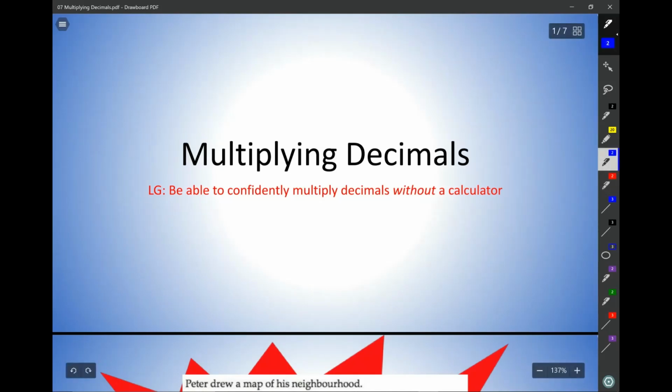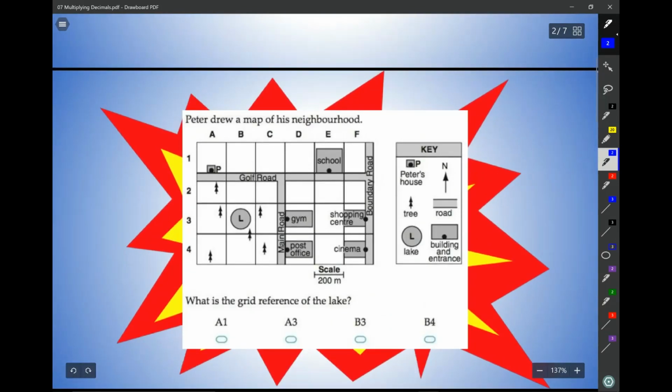Hey guys, what we're going to be looking at today is multiplying decimals. We're going to be looking at some tips and tricks on how to multiply decimals without a calculator. But before we get into that, I have a getting better at maths question for you here.